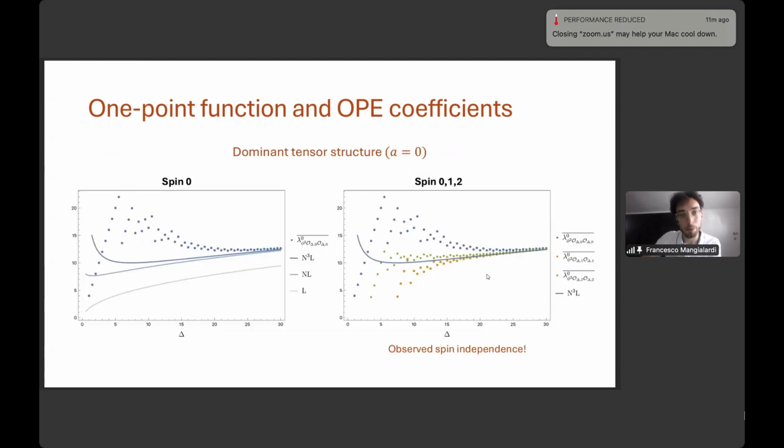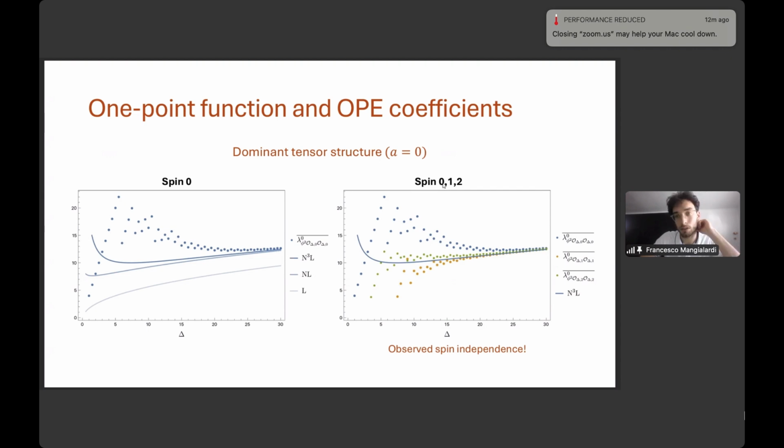We can now compare these asymptotic formulas with the exact data that we derived by looking at the expansion at low temperature. This slide here is about the dominant tensor structure, so the one with A equals 0. Here on the left is the case of spin 0 exchange. At these low values, it's still delta equal 30. It's not very good to match the data.